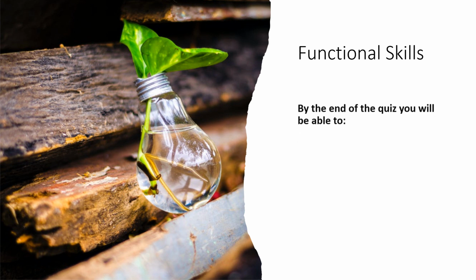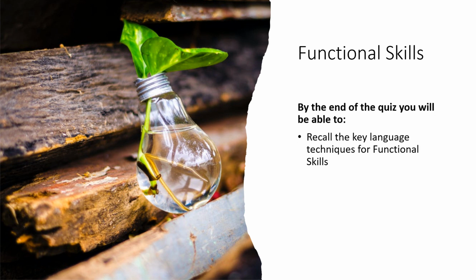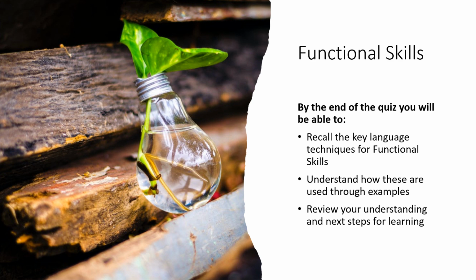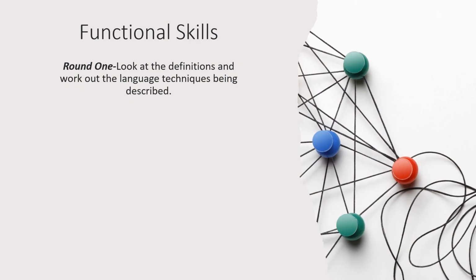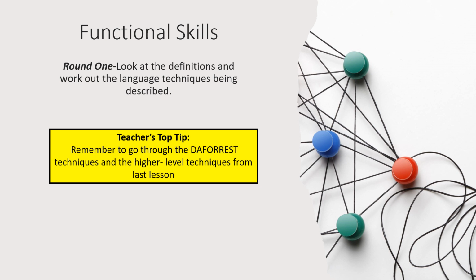So by the end of this video you'll be able to recall the key language techniques for functional skills, understand how these are used through examples, and you're going to review your understanding and next steps for learning. Round 1. Look at the definitions and work out the language techniques being described. So as we go through each one, remember to go through the DeForest techniques and the high level techniques from the last lesson if you come across any of the definitions that you're not too sure about.